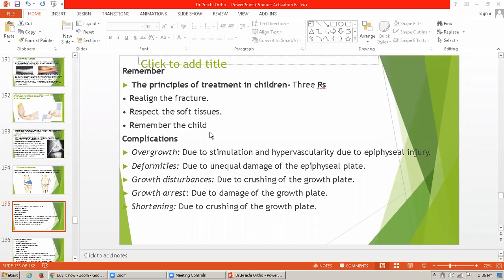Reduction of fracture, respect of the soft tissue, and remember the children. Overgrowth is due to the stimulation and hypervascularity due to the epiphyseal injury. Then deformities, that is due to the unequal damage of the epiphyseal plate. Growth disturbances are due to the crushing of the growth plate. Then growth arrest is due to the damage of the growth plate, and shortening is due to the crushing of the growth plate. The complications of these are overgrowth, deformity, growth disturbances, growth arrest, and shortening.